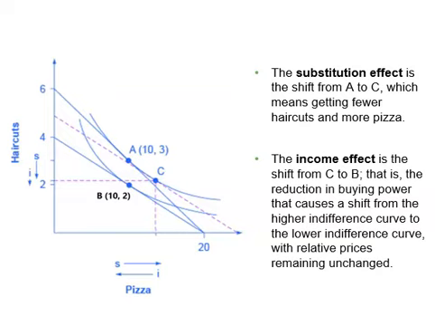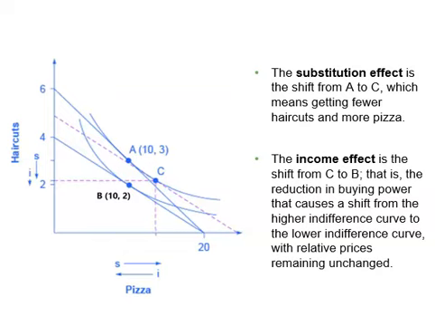Point B with 2 haircuts and 10 pizzas is immediately below point A with 3 haircuts and 10 pizzas, showing that Ogden reacts to a higher price of haircuts by cutting back only on haircuts, while leaving his consumption of pizza unchanged. The dashed line in the diagram and point C are used to separate the substitution effect and the income effect. To understand their function, start by thinking about the substitution effect with this question.